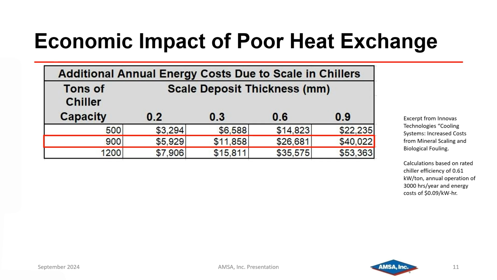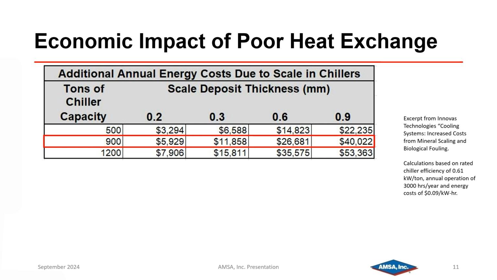This chart was developed by Innovus Technologies. Their calculations were based on a chiller efficiency of 0.61 kilowatt per ton, an annual operation of 3,000 hours per year, and energy costs of 0.9 cents per kilowatt hour.